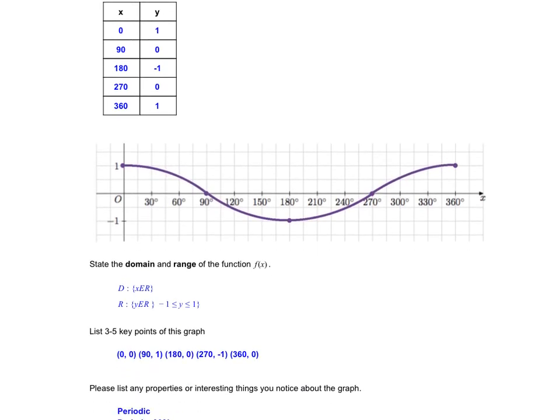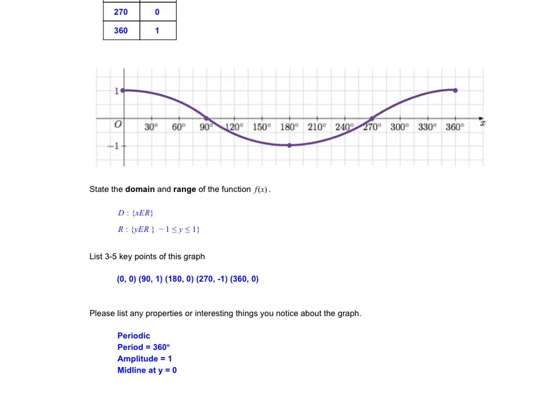So the domain and range, exact same as for sine. The key points are just slightly different. And then for your properties, exact same. The period is 360, the amplitude is 1, and the midline is 0.